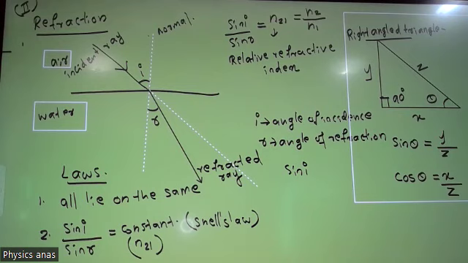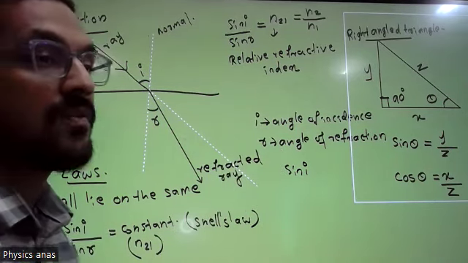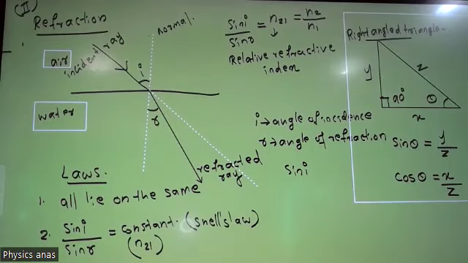And just name these two terms. i is the angle of incidence, and r is the angle of refraction. The angle of incidence is the angle between the incident ray and the normal. You don't have to write that. The angle of refraction is the angle between the refracted ray and the normal. So you just write i, the angle of incidence, and r, the angle of refraction. Got it? Then write the laws of refraction.